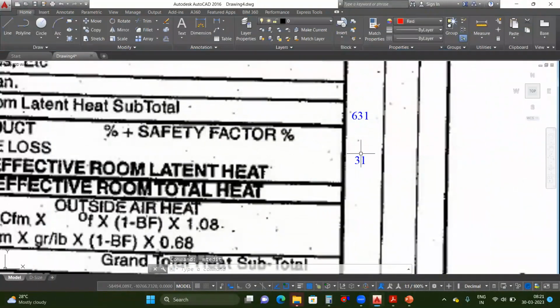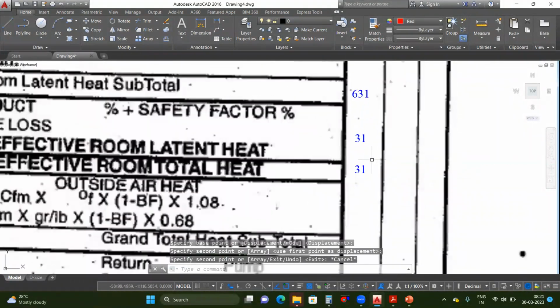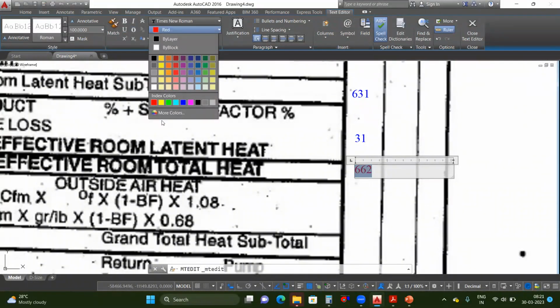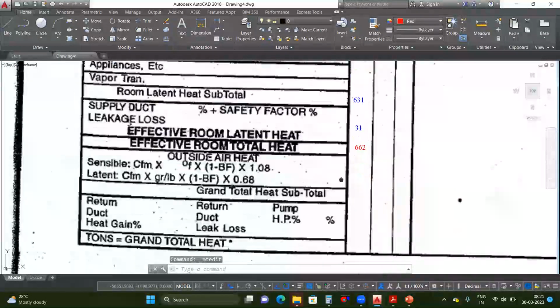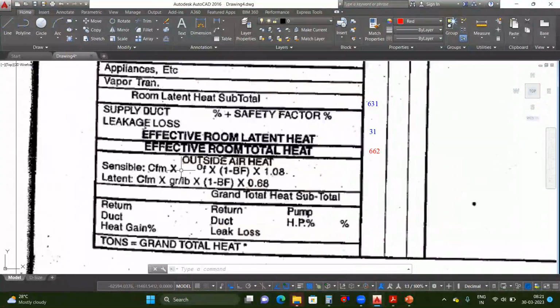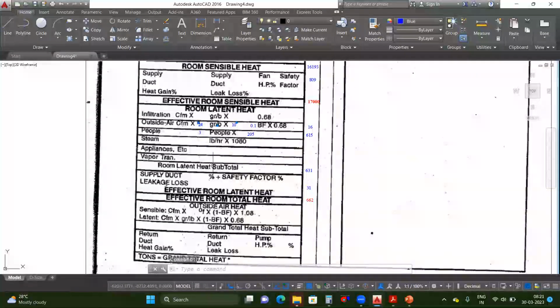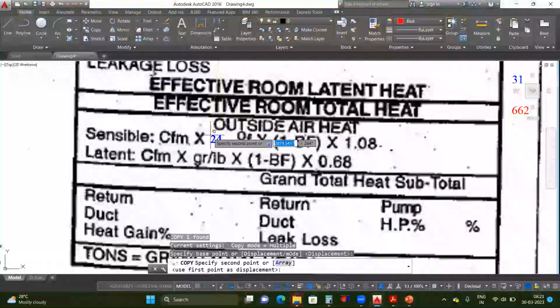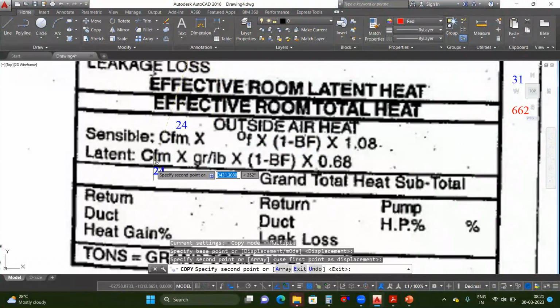Okay, so finally if we add these two, it is 662. Okay, so next is outside air heat. We need to calculate outside air heat, one is sensible and one is latent heat. Very simple. Outside air CFM we got already, that is 24. We need to take it here, 24 here, and this is also 24.